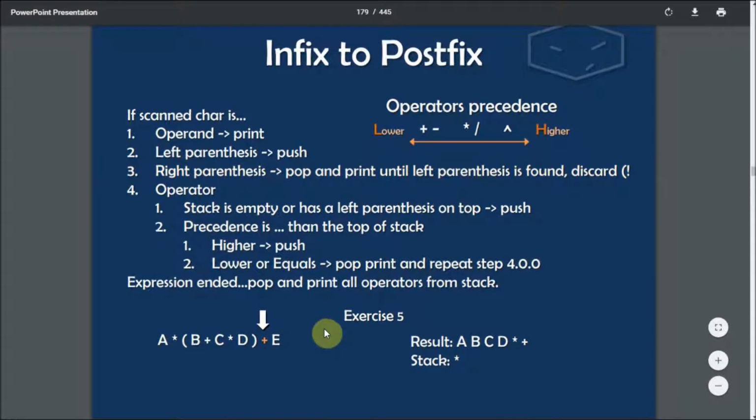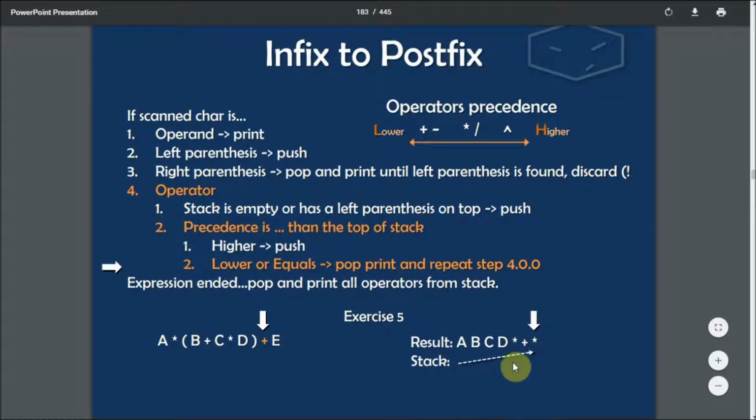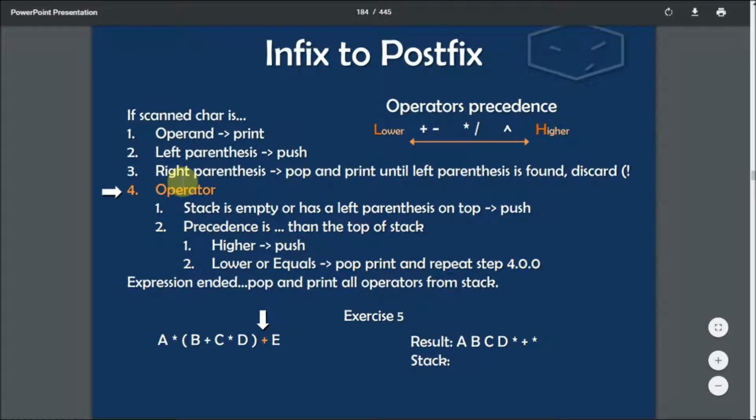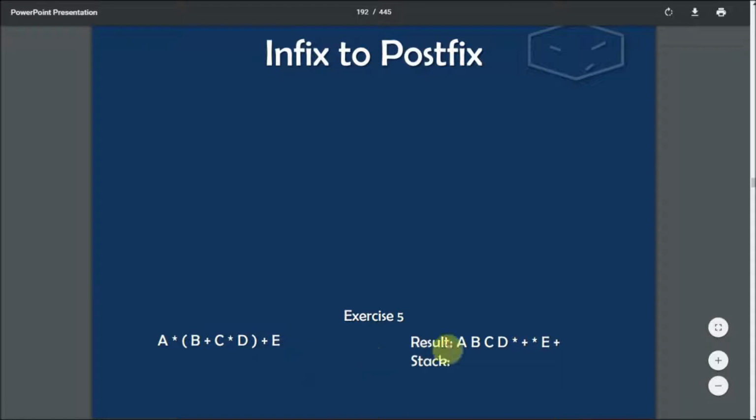Okay, we have plus operator and the precedence is lower because plus is lower than times, so we pop and go back. Now the stack is empty, we push on the stack. E is operand, we print, and the expression ended, pop and print, pop, print. Okay, this is the result.